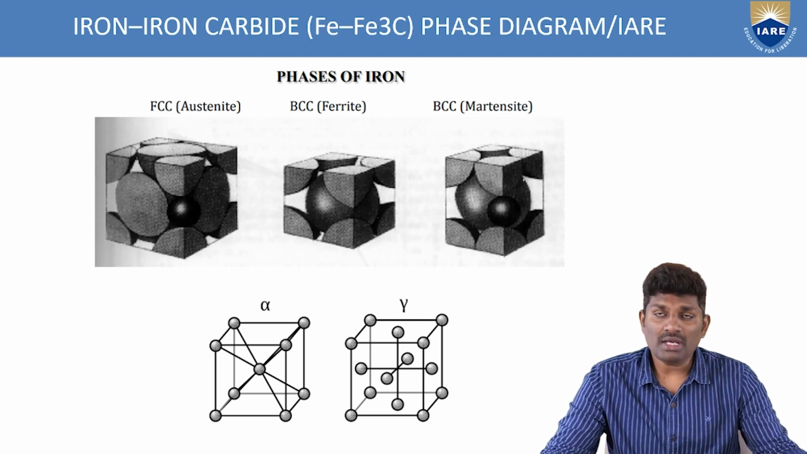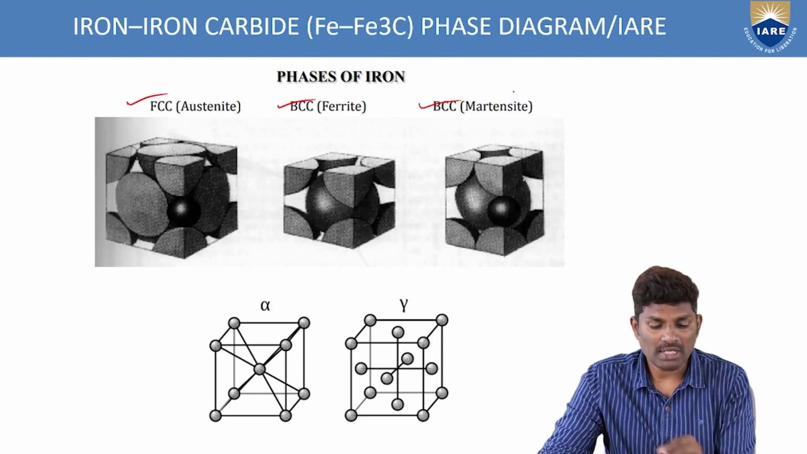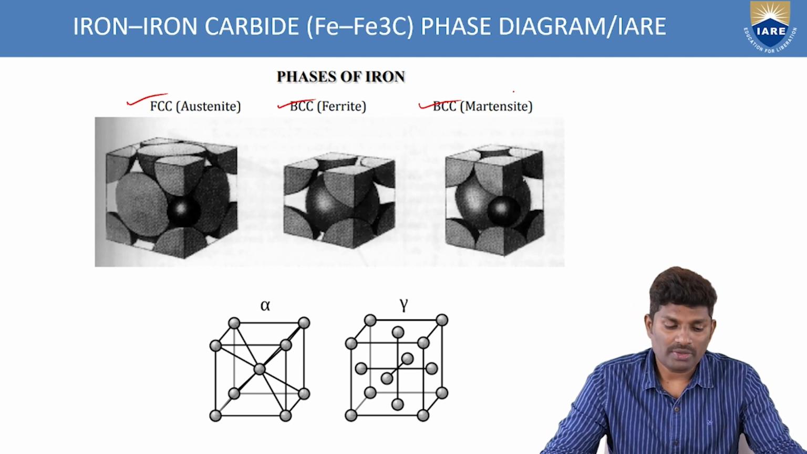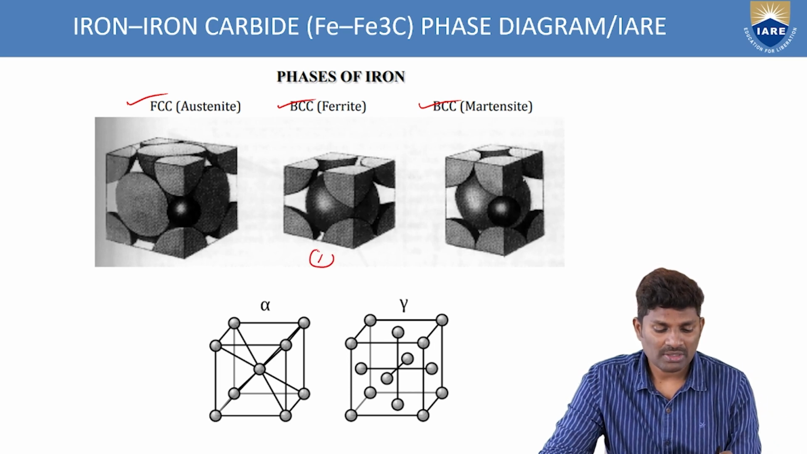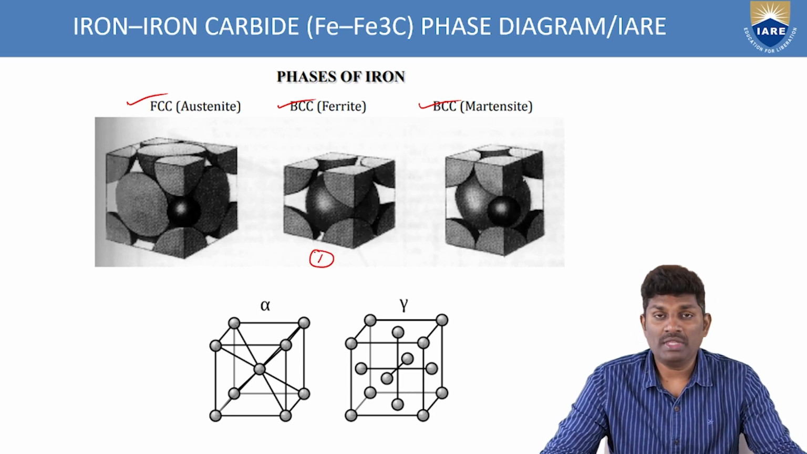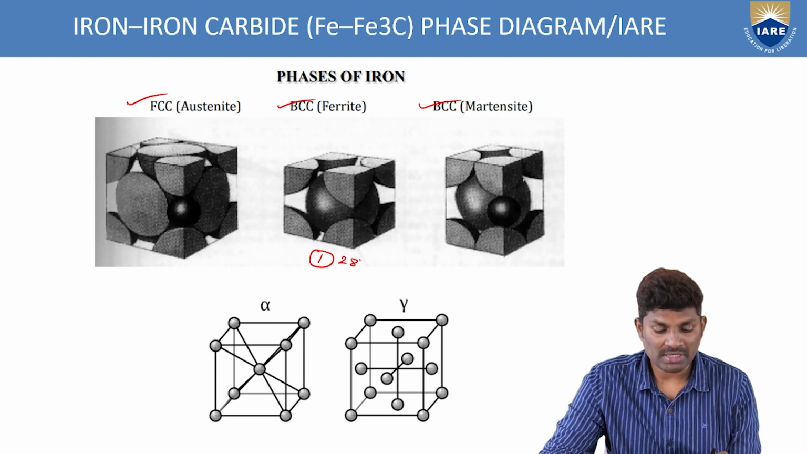So these are the three formations: BCC, FCC, and again BCC. This is the structure you can observe. Initially, the first stage is the BCC ferrite at room temperature, that is at normal 28 degrees centigrade.